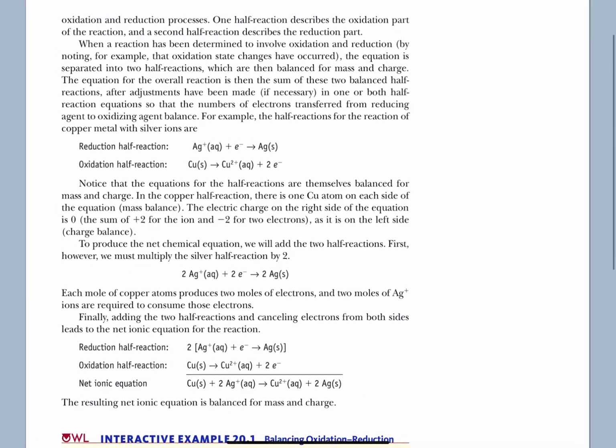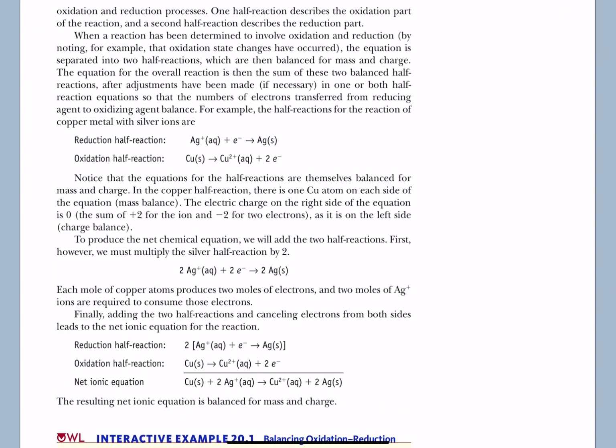For example, back to our example with silver and copper. You can see the half reaction for silver, where silver is gaining electrons. So you put the electrons on the left. The gaining of electrons is reduction. And you can see copper is losing electrons. You put the lost electrons on the right side. Losing electrons, of course, is called oxidation.